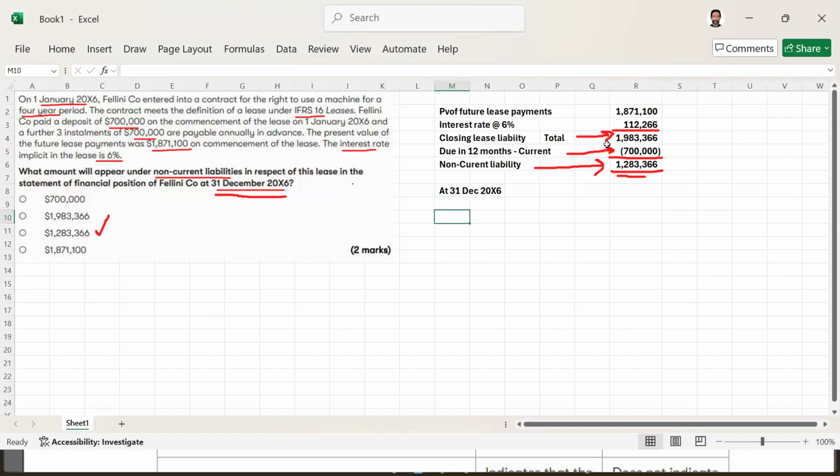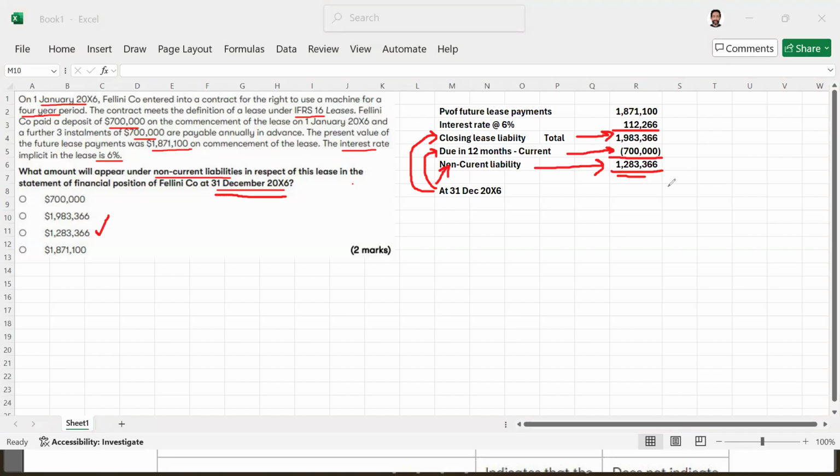So at this specific date, the total that we owe is this much. Out of that, we break it down into the current portion and the non-current portion. The question was talking about the non-current, so that's why we calculated what is due after 12 months. Okay. Yeah. Okay. Sorry. Thank you.